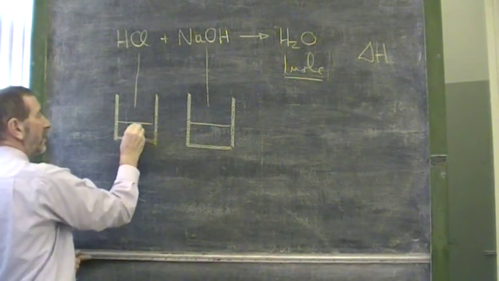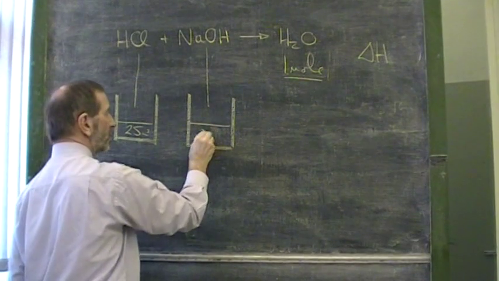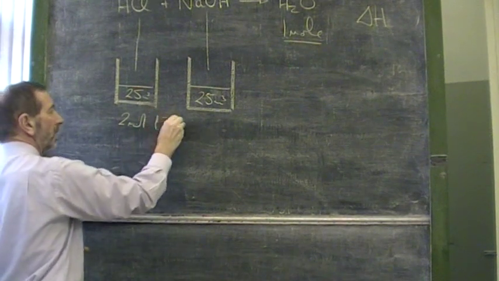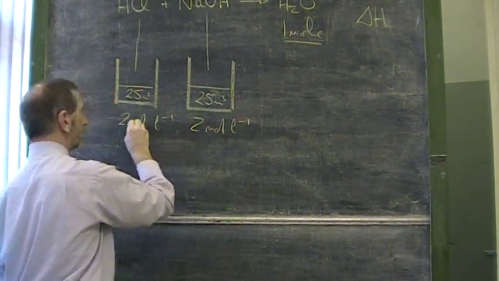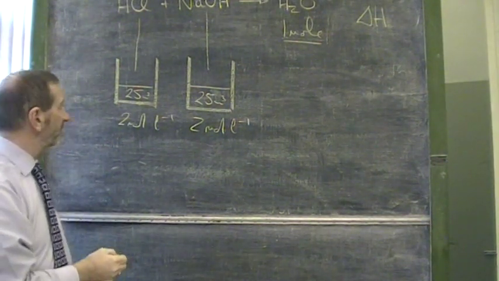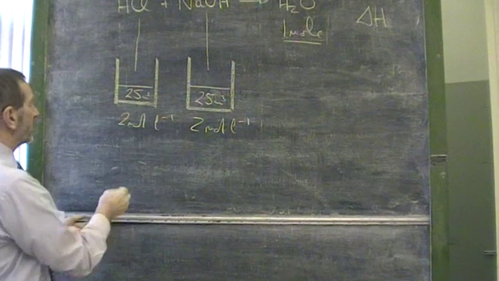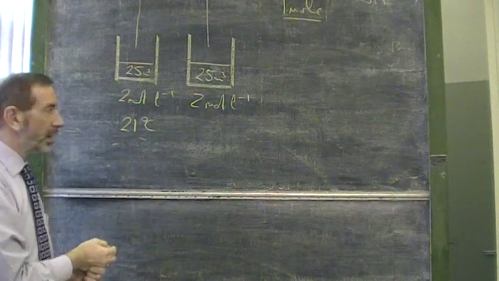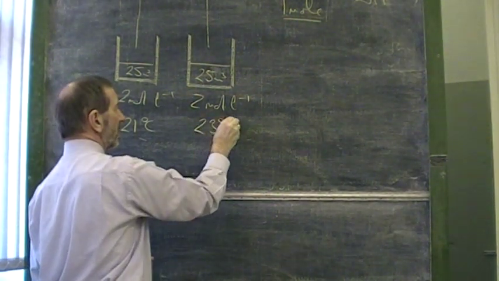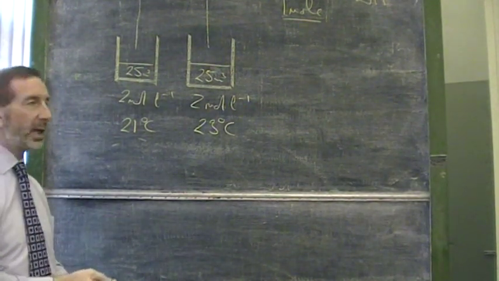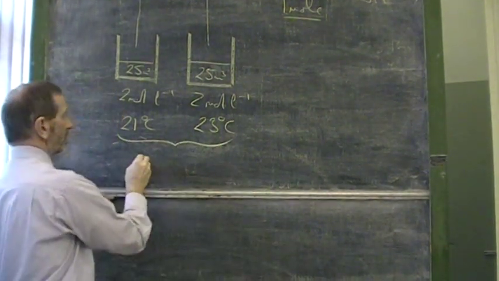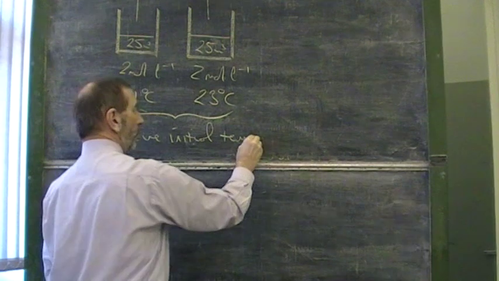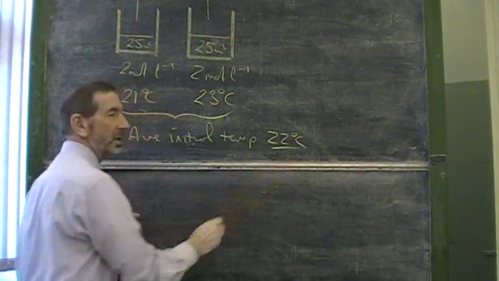Let's suppose we have 25 cubic centimetres of each solution. Let's suppose they're both 2 moles per litre. That's the concentration, 2 moles per litre. Prior to mixing, you would have to find the temperature of each one. Let's suppose, for example, that the temperature of the acid is, say, 21 degrees Celsius and the alkali 23 degrees Celsius. What do we take as our starting temperature? Well, obviously, the average. So the average initial temperature will be 22 degrees Celsius.